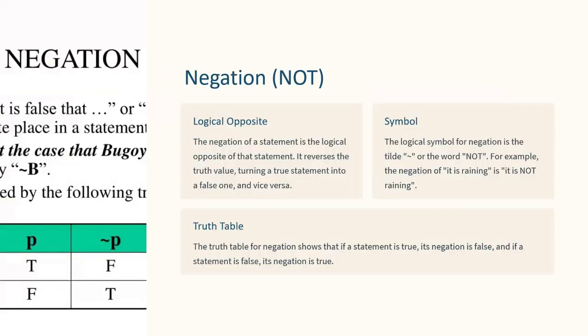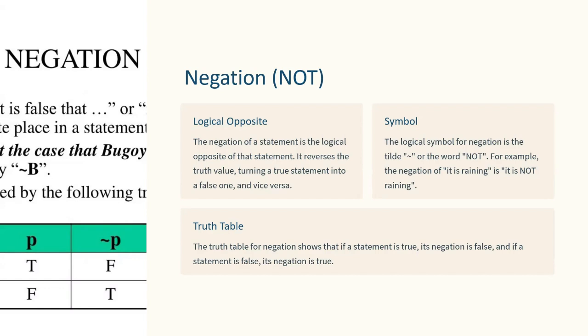The last operation, negation, or the NOT operation. The negation of a statement is the logical opposite of that statement. It reverses the truth value, turning a true statement into a false one, and vice versa. The truth table for negation shows that if a statement is true, its negation is false, and if a statement is false, its negation is true.